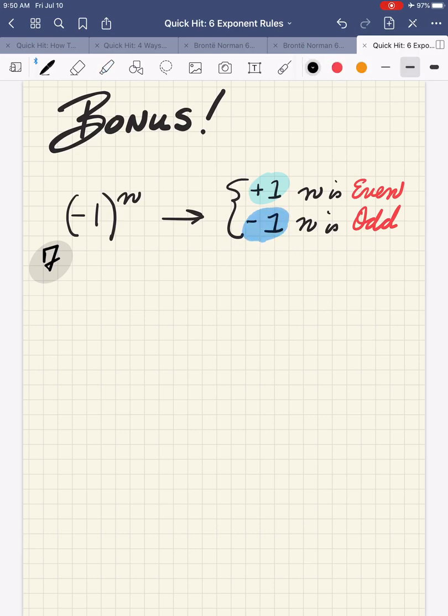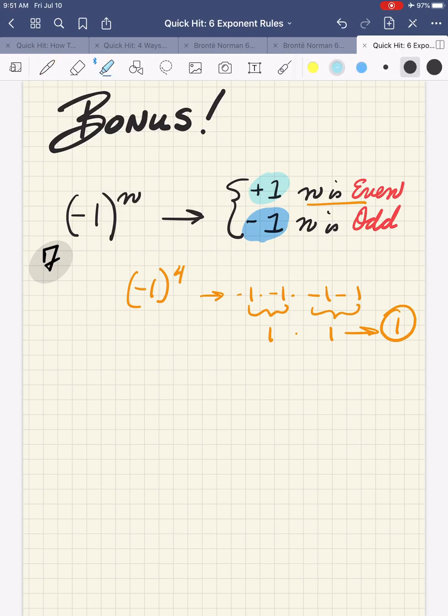So let's see how that is. So if I take -1 and I raise it to 4, right, which would be an even power, that would be -1 times -1 times -1 times -1. -1 times -1 is +1. -1 times -1 is +1. +1 times +1 is 1. So I see that when I raise it to an even integer, it is going to give me +1.